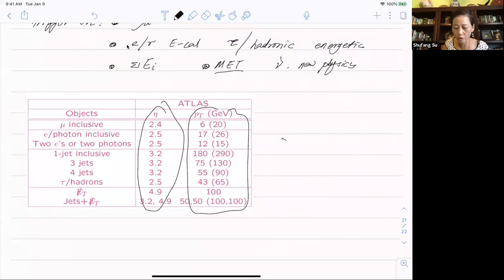For the electrons, muons, and photons, you don't really require very high pT, because we know anything happening over there will be interesting, so you just record them. But for the jets, especially when you only trigger on one jet, it's typically very high pT jets you'll be looking at. Otherwise, you'll be recording way too many events. If you trigger on multiple jets, then your requirement can go a little bit lower. And as I said, you can trigger on the missing ET. Those are the typical triggers that experimentalists are currently using.